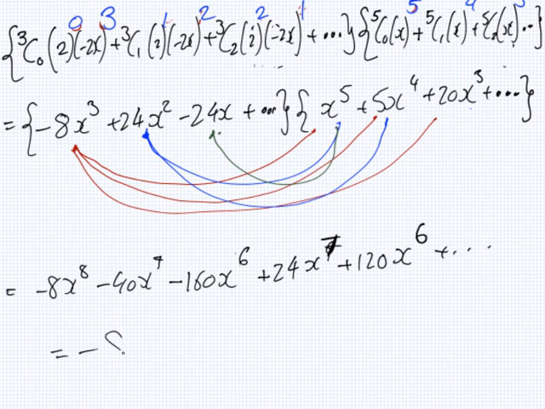So, I have minus 8x8, minus 16x7, minus 40x6, and that's the answer.